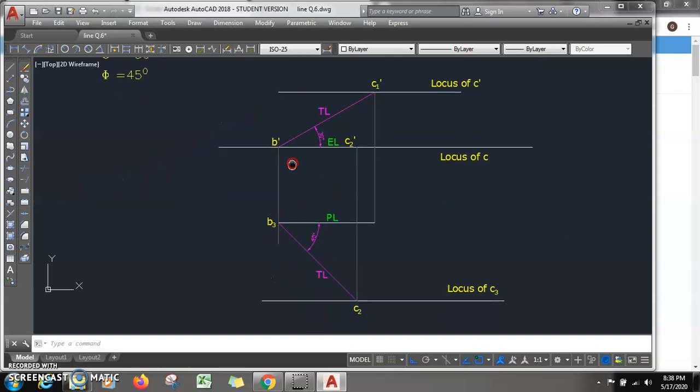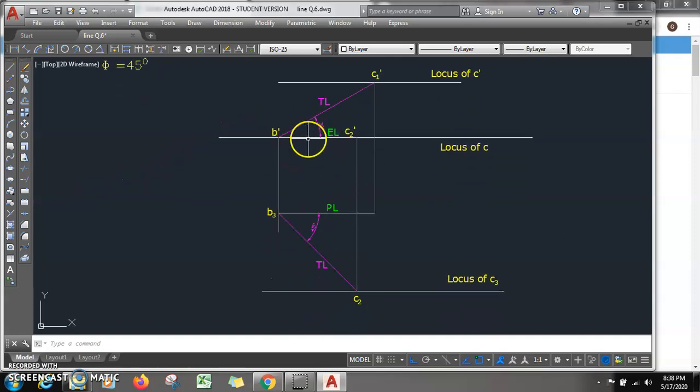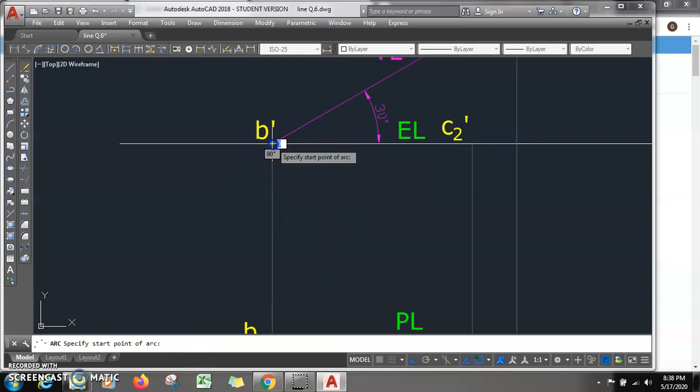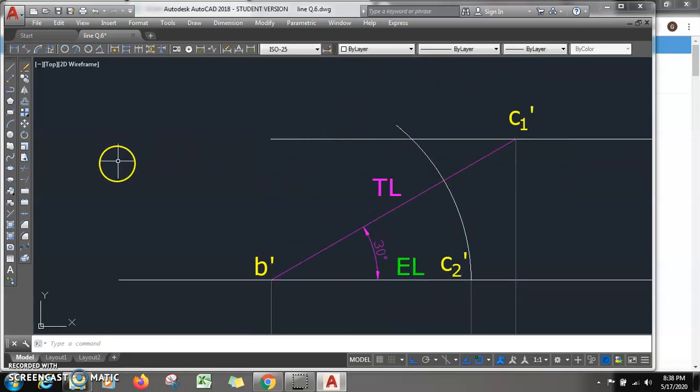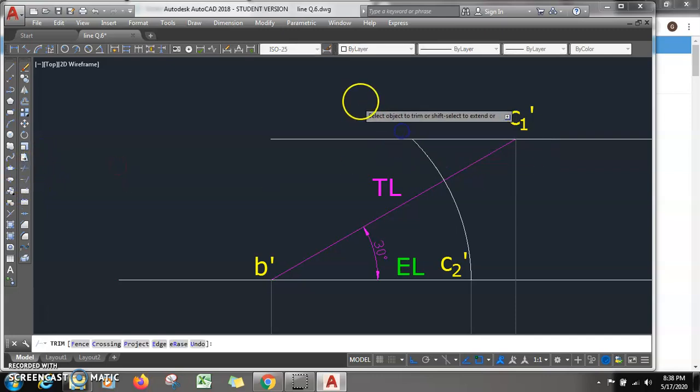Now see what you have. We have the elevation length, we have the locus of C dash, we have the plan length, we have the locus of C3. So we need to rotate the elevation length and the plan length. How? Go for arc, select center. This is the center, this is the start point, and this is the end point. Okay, so what we can do? We can trim this thing like this.